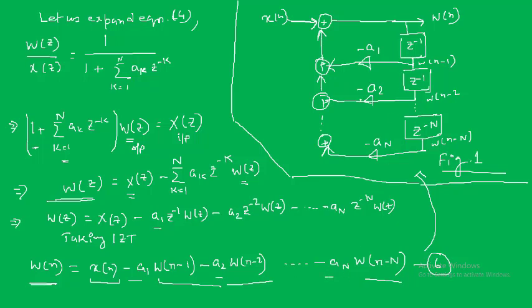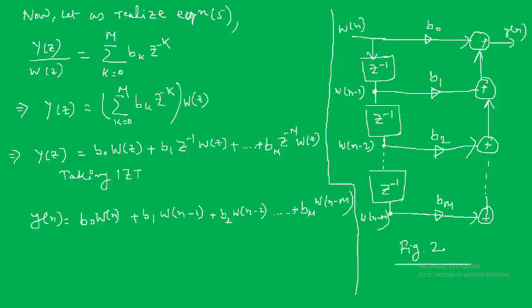So that is what we are using as the multiplication factor and adding them up. So this entire structure is giving us the realization of this equation 6. Now similarly, let us take that equation 5.